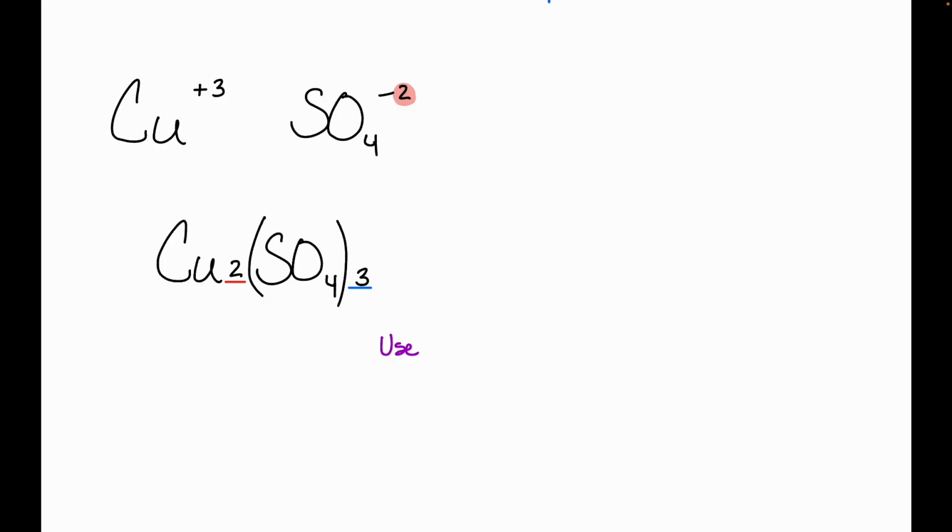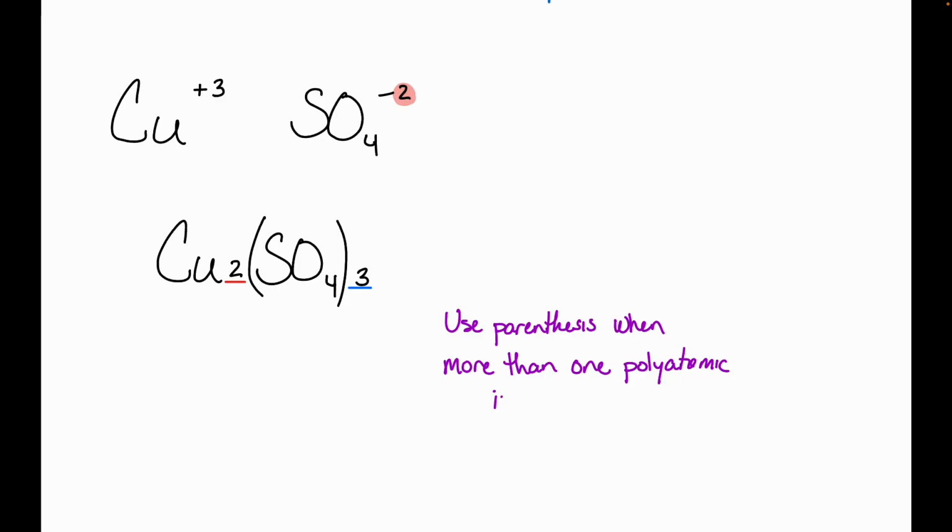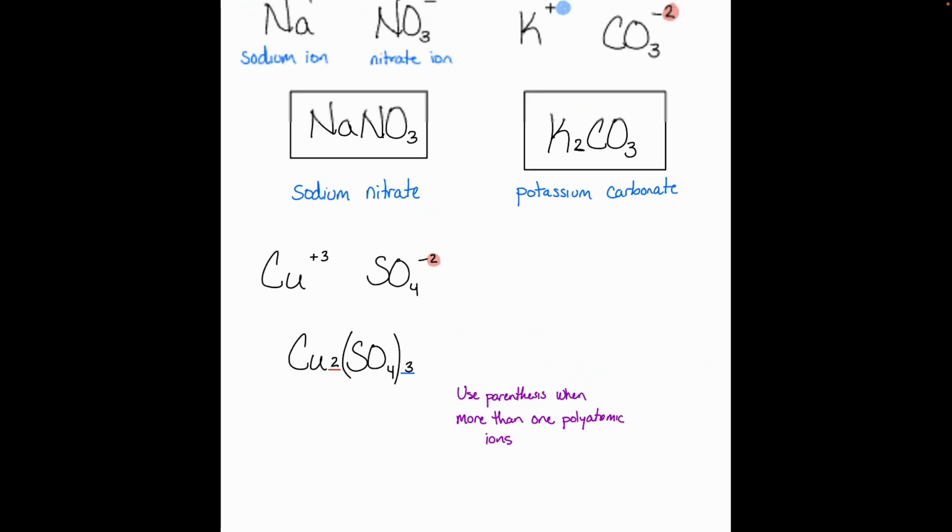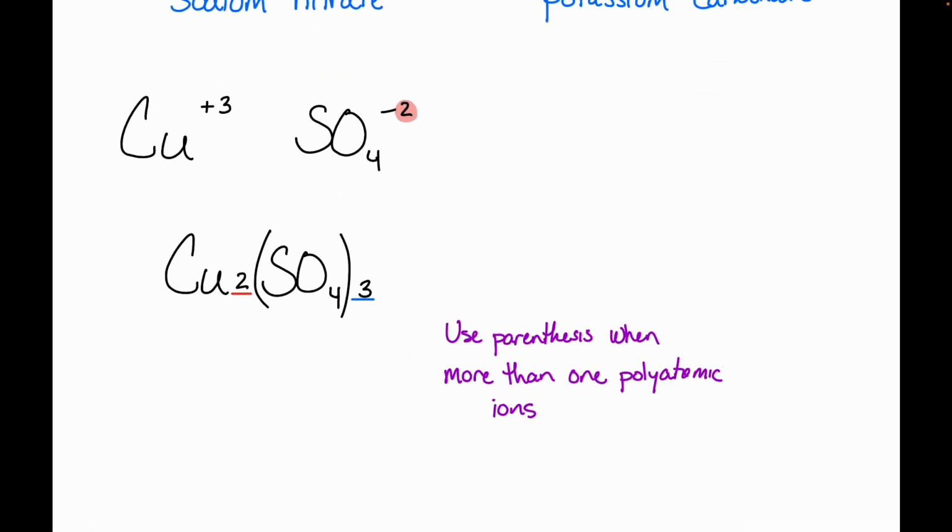All right, and we're just going to make a note. We're going to use our parentheses when we have more than one of our polyatomic ions. If there's just one of them, like in the first 2 examples, we didn't bother to put parentheses. As soon as we have more than one of them, we're going to put them in parentheses. Okay? So here we go.